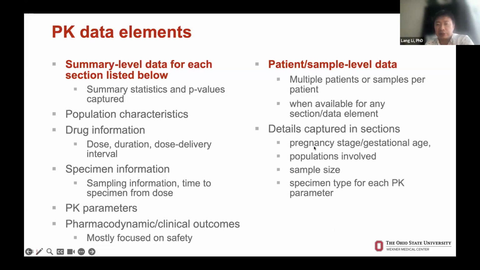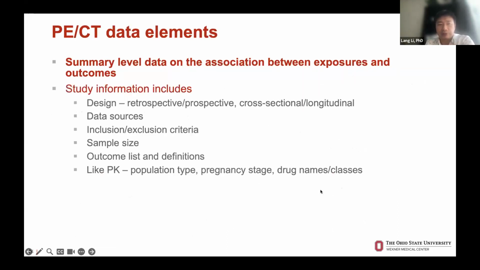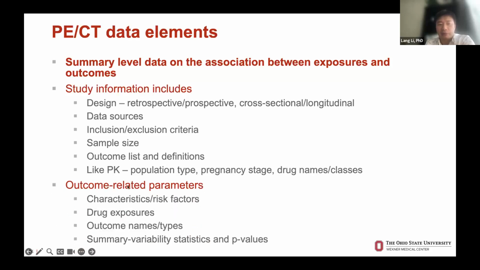The details captured in the section include pregnancy stage, population involved, sample size, and specimen type for each PK parameter. For epidemiology and clinical trials, we focus on summary level data on the association between exposure and outcome. For study information, we typically include study design, data sources, and inclusion and exclusion criteria for the PE and clinical trials. We include sample size, outcome list, and the definition. Like PK, we also include population type, including pregnancy stage, drug names, and classes. For outcome related parameters, we include risk factors, drug exposure information, outcome names, and also summary variability stats and p-values.